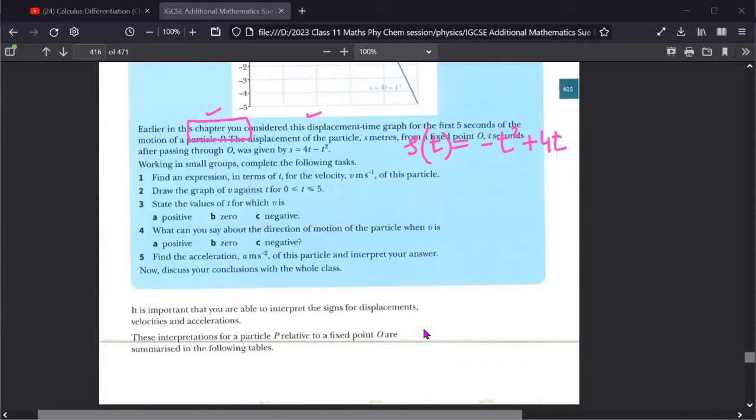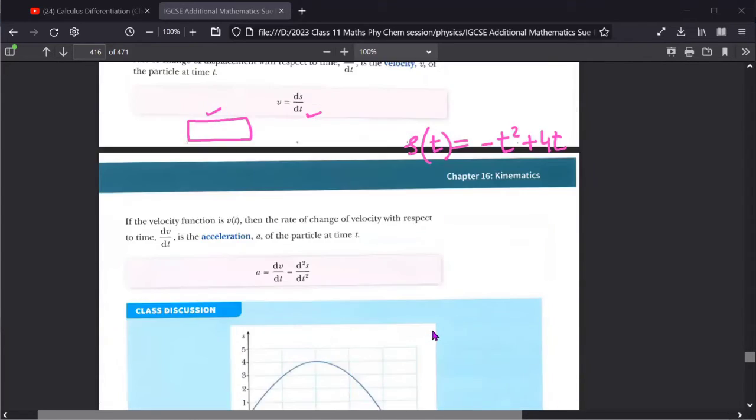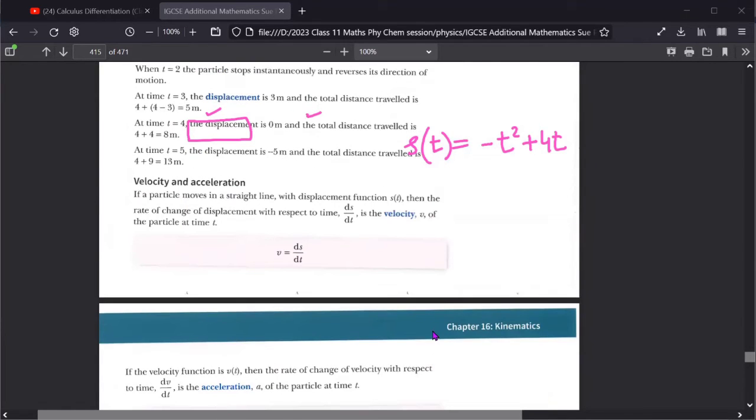So, this is something we won't go into much depth, but this is something that we should be very comfortable with. Have you understood? Yeah.